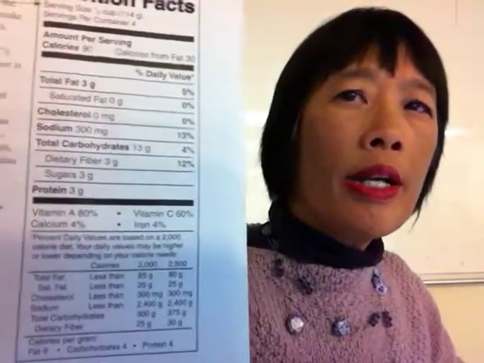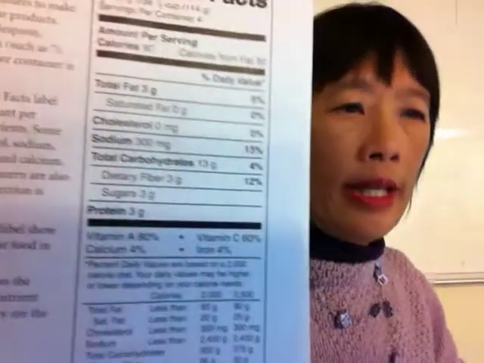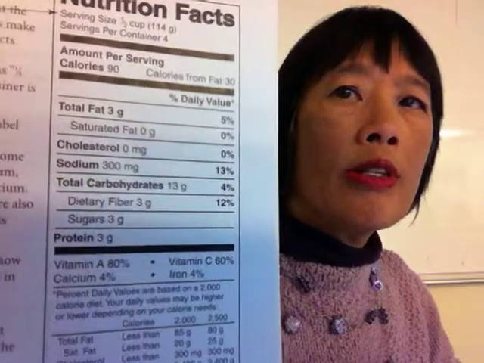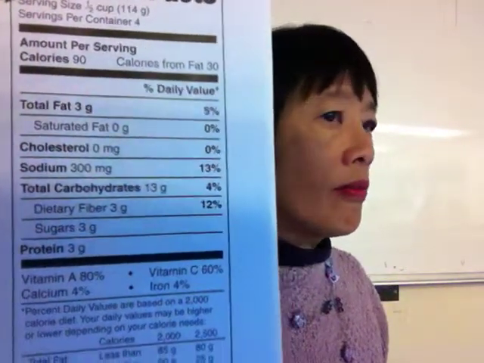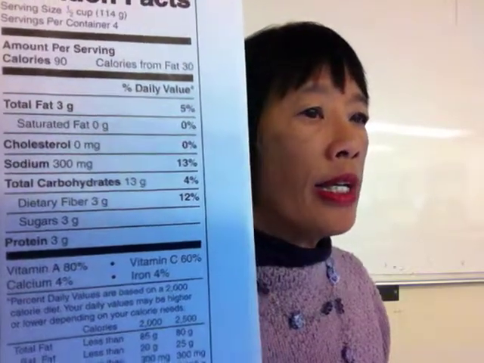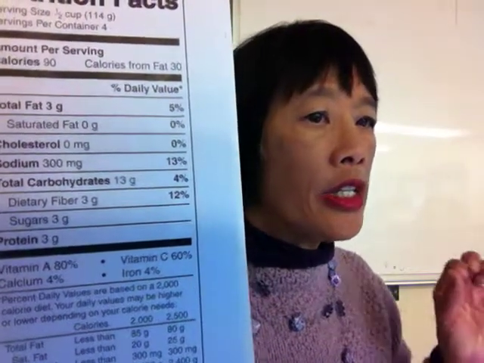Below that, we see another category, and what is that one? Protein. How do you pronounce that word? Protein. Yes, stress the first syllable when you say the word protein. Right. How much protein is there? 3 grams. 3 grams of protein in each serving.